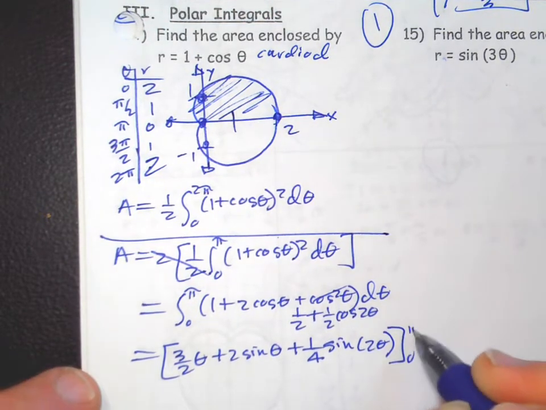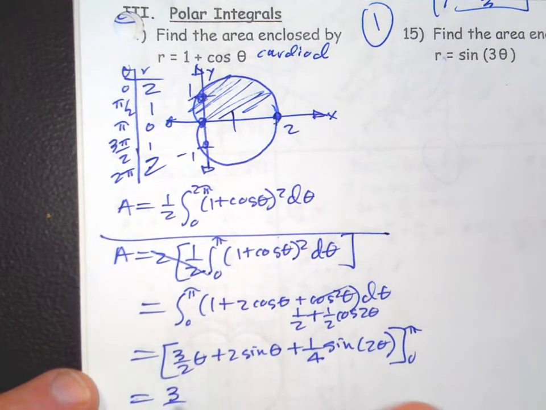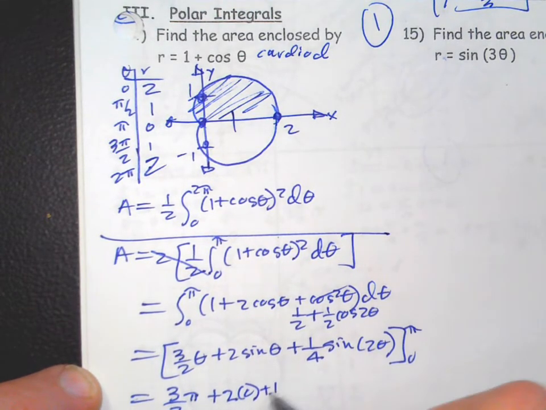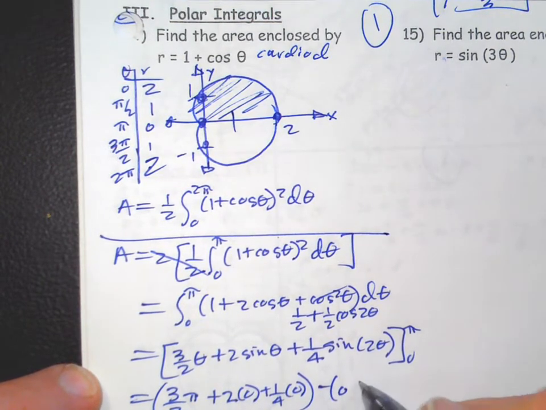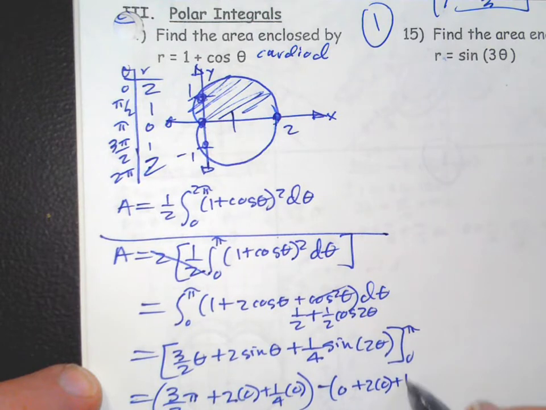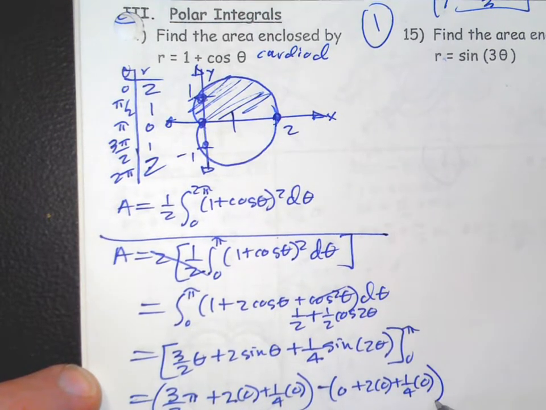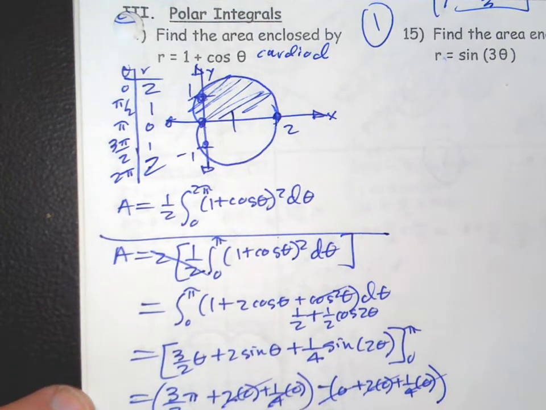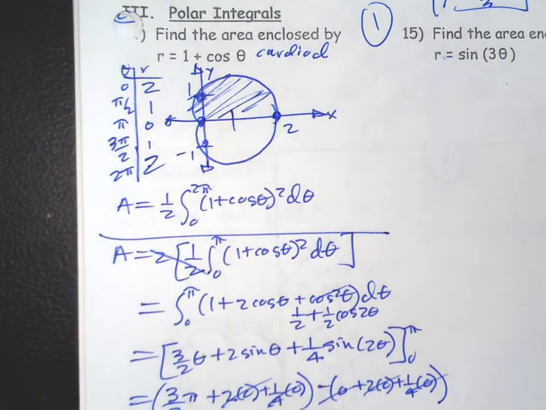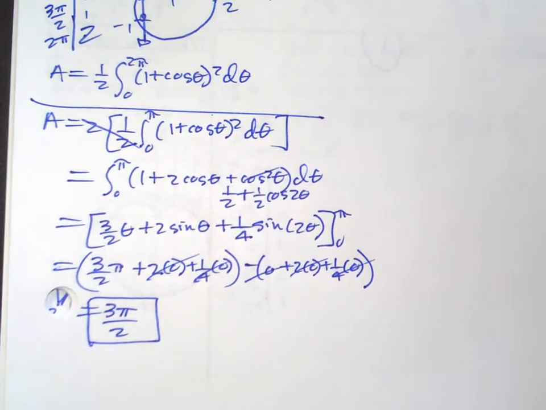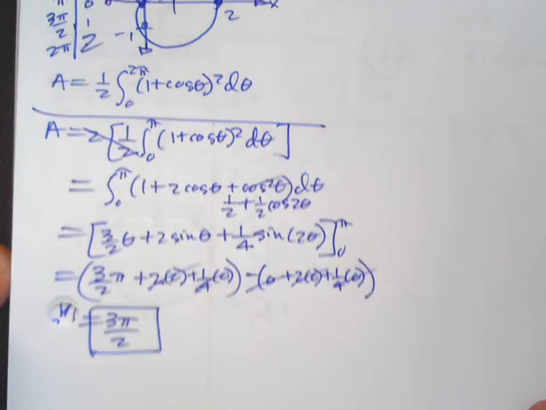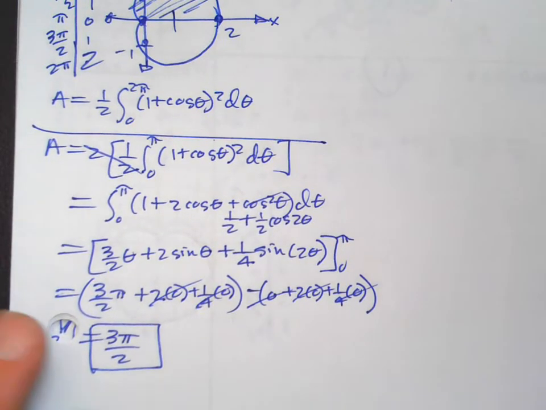So 0 to pi. It's going to be 3 halves pi plus 2 times sine of pi, which is 0. Sine of 2 pi is 0. Plug 0 in. Sine of 0 is 0. So lots of things drop out, and we get 3 pi over 2. If you look at my work, I have online the work for the other one.